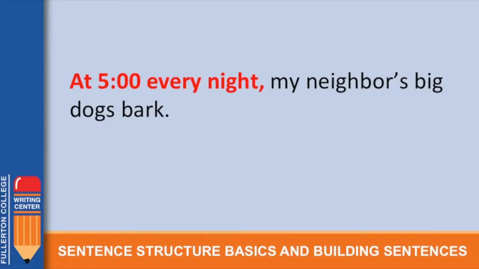People might want to know when the dogs bark, so we could add a prepositional phrase at the beginning of our sentence to answer this question. At 5 o'clock every night, my neighbor's big dogs bark. Notice that the prepositional phrase begins with a preposition like on, in, for, or by, and is followed by a noun. It does not have a verb or an action. You can see some sample prepositional phrases on Worksheet 1.